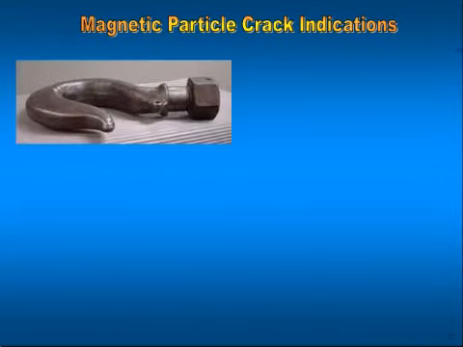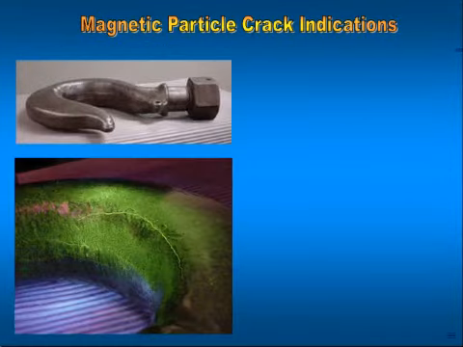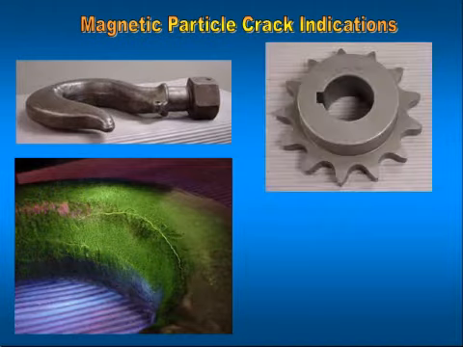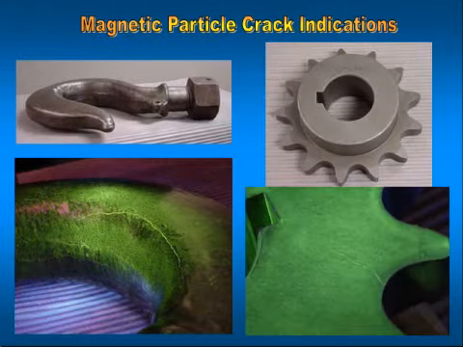Magnetic particle crack indications. In this slide, you will see a crack-like indication in the throat of a crane hook on the left. The same indication can be seen in the surface of the sprocket on the right.